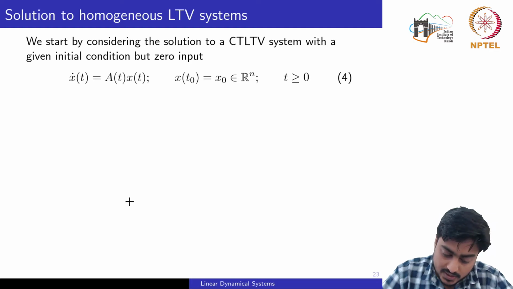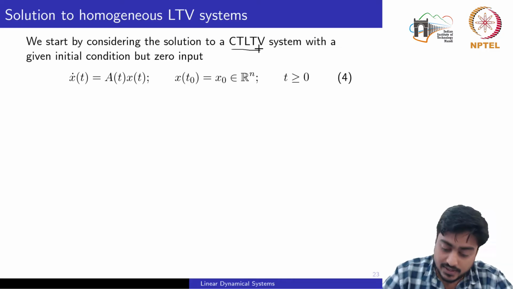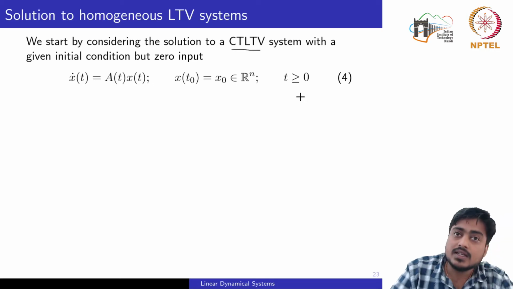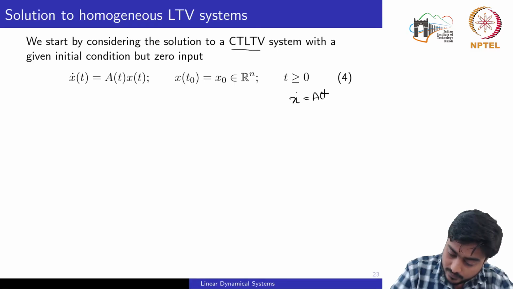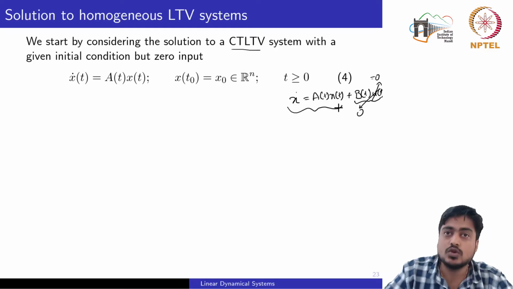So we start by considering the solution to a continuous time LTV system. This abbreviation is used for continuous time linear time varying system with a given initial condition but zero input. So we are not supplying any input to the system. If we recall the initial representation of the state space, it was x dot is equal to A(t) x(t) plus B(t) u(t). Now we are taking u(t) equal to 0, so this whole part goes to 0, and we are dealing only with the homogeneous part.